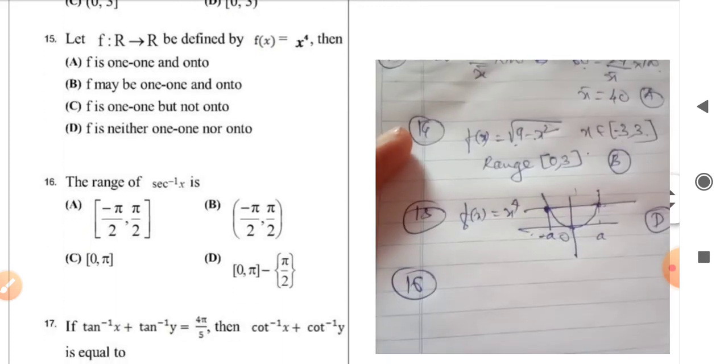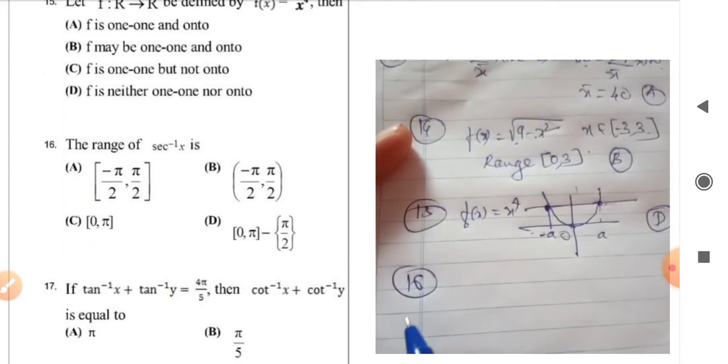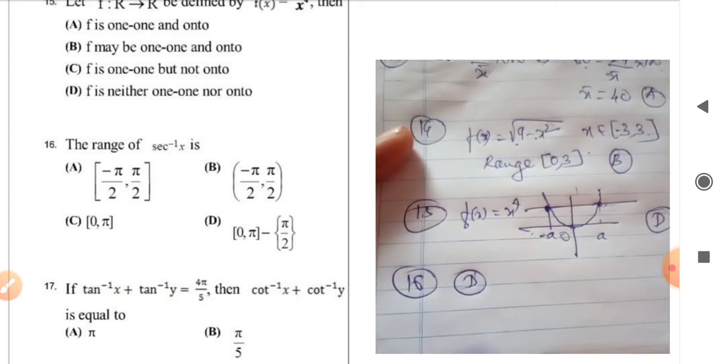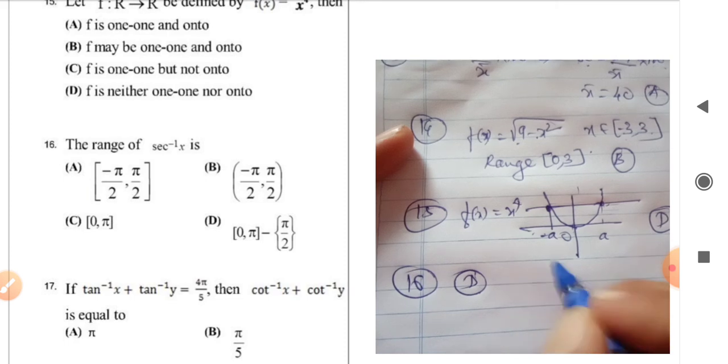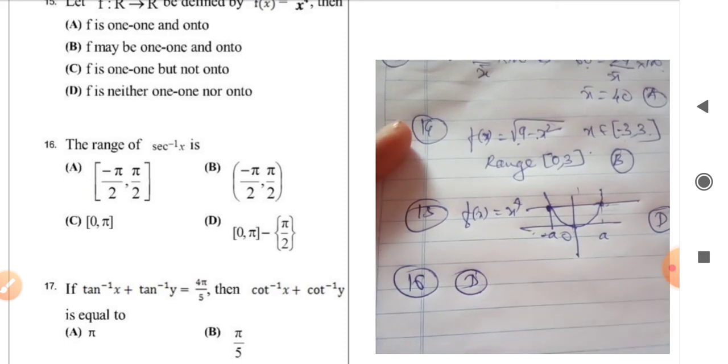And the 16th question, look at this, range of sec inverse of x. My dear students, it's a laughing question because directly you know very well the range is 0 to pi minus pi by 2. D option is correct here, correct.